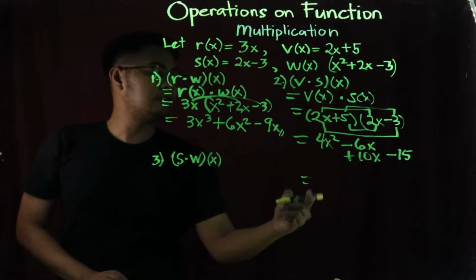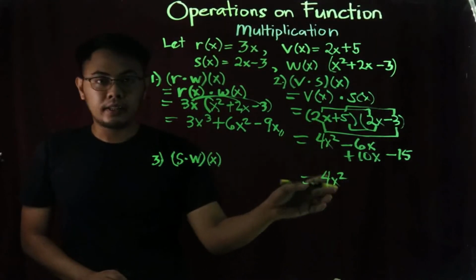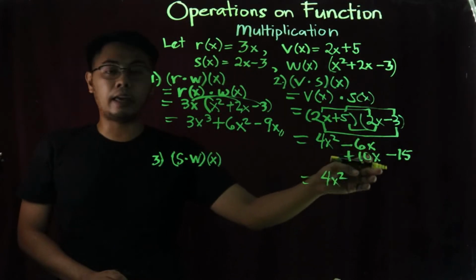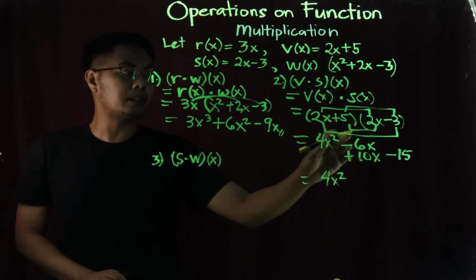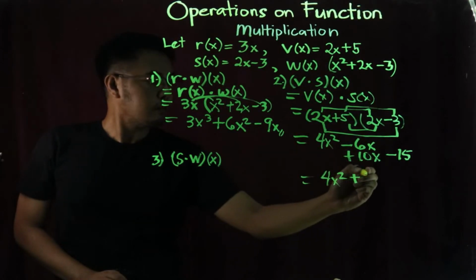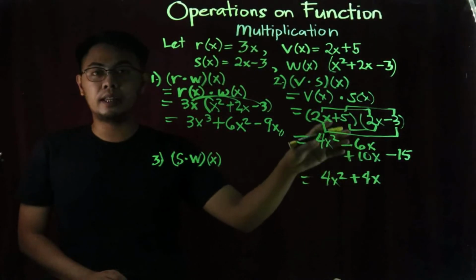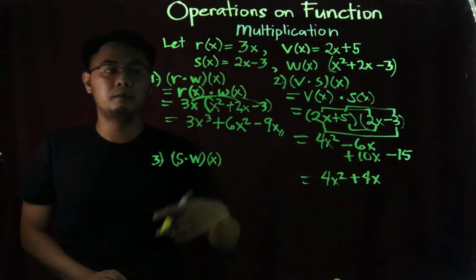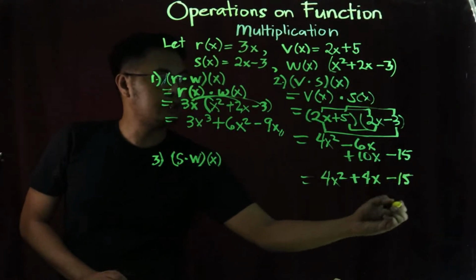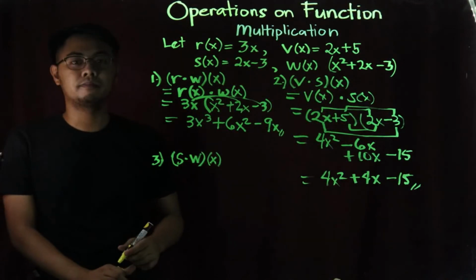So, kung isi-simplify natin to, 4x squared, wala siyang kasimilar term. So, kopyahin lang natin. Negative 6x plus 10x, parehas sila ng variable na x. So, pwede natin silang i-combine. Negative 6 plus 10 ay magiging positive 4x. Bakit positive? You need to subtract. Magkaiba sila ng sign. So, 10 minus 6 is 4, minus 15. So, copy the constant, 15. So, this is now the product of the v function and the s function.